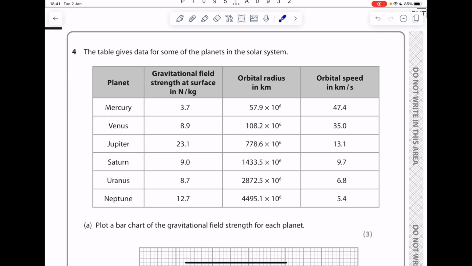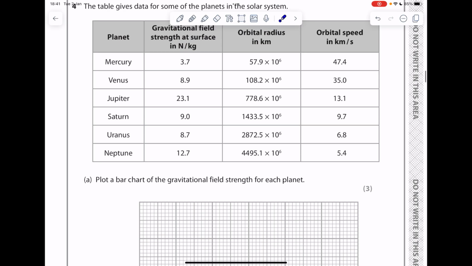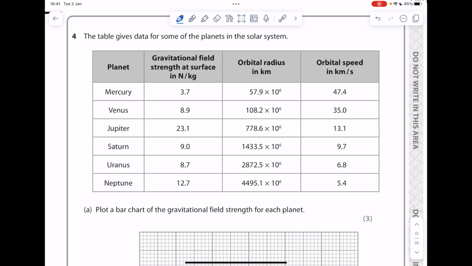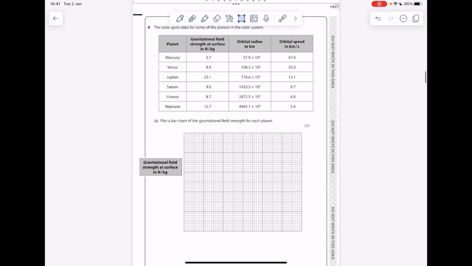The table gives data for some planets in the solar system. Plot a bar chart of the gravitational field strength for each planet. So make sure you're looking down the right column. It's this one. Just copy that table heading for your y-axis label. Just literally copy it out.